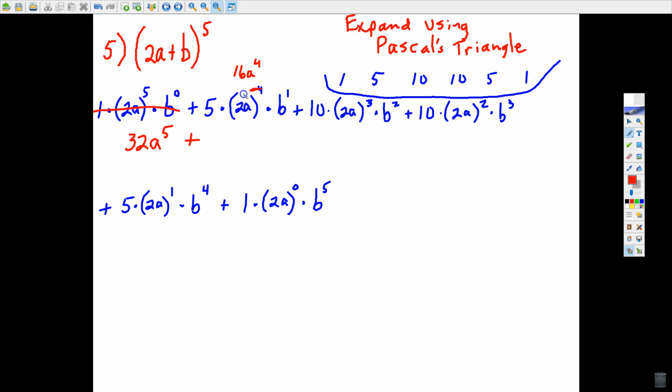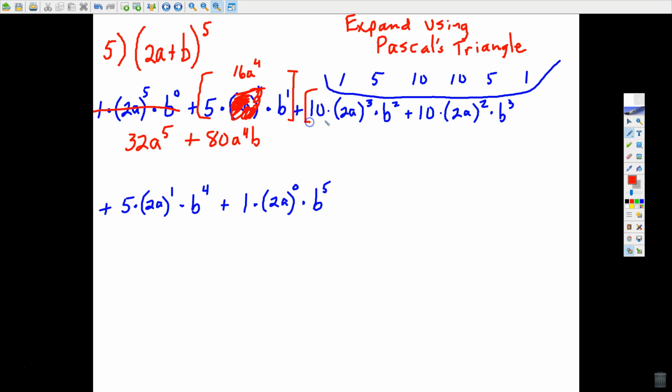And now, okay, I'm going to mark this out because I've changed the monomial 2a raised to the 4th into 16a to the 4th. And now I'm going to multiply. Okay, so just think about multiplying all of this together to come up with the second term. 5 times 16 is 80, and that's 80a to the 4th b. All right, same thing here.